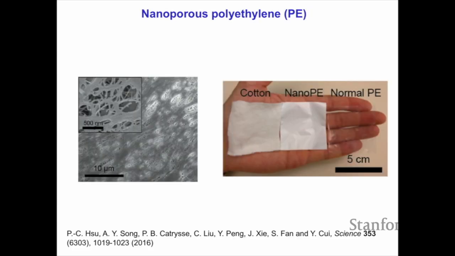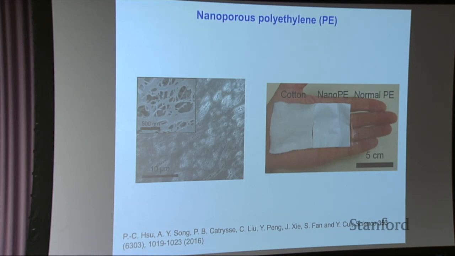So this is work in collaboration with Professor Yi Cui's group, led by Dr. Po-Chun Hsu in Yi's group. We constructed one of these materials, called nanoporous polyethylene. Polyethylene by itself is a visibly transparent material that happens to be infrared transparent as well. By introducing nanopores inside polyethylene, with pore sizes on the order of a couple hundred nanometers, one can very strongly scatter visible light, and as a result the nanoporous polyethylene itself, with the same material, now actually looks white. Visible light cannot go through.